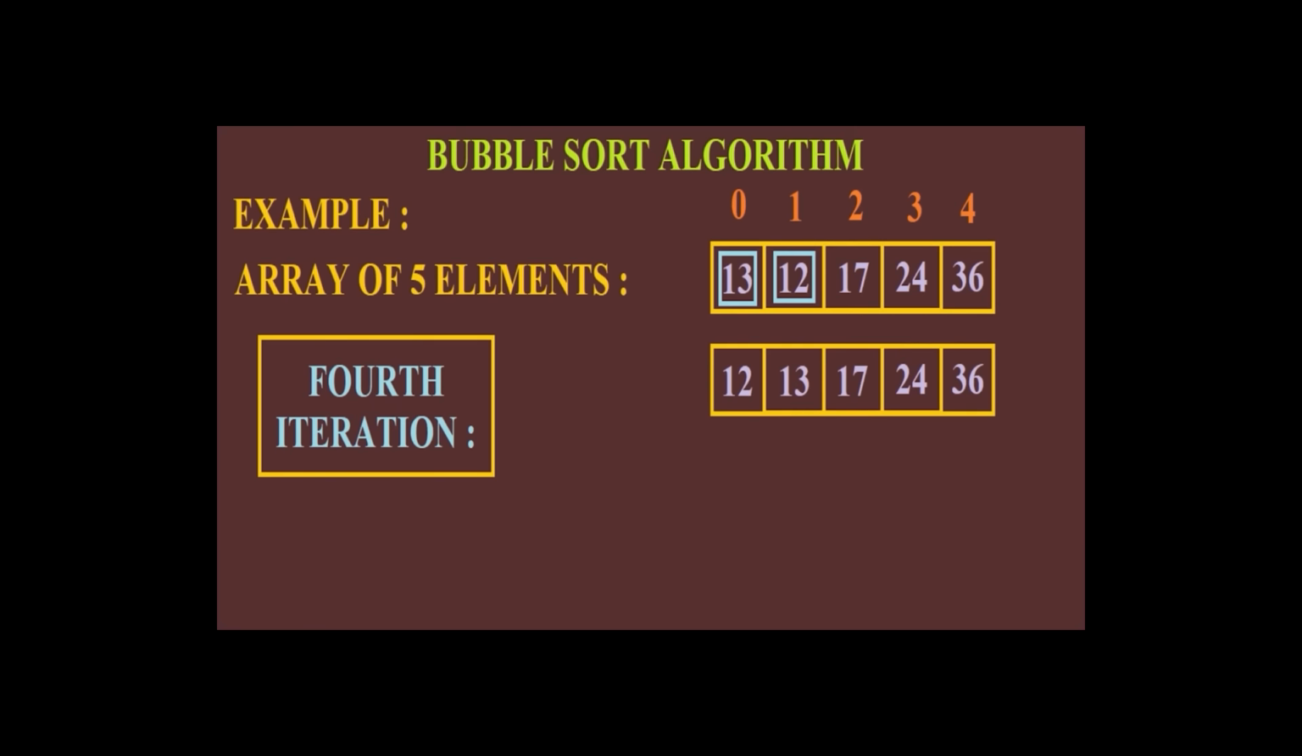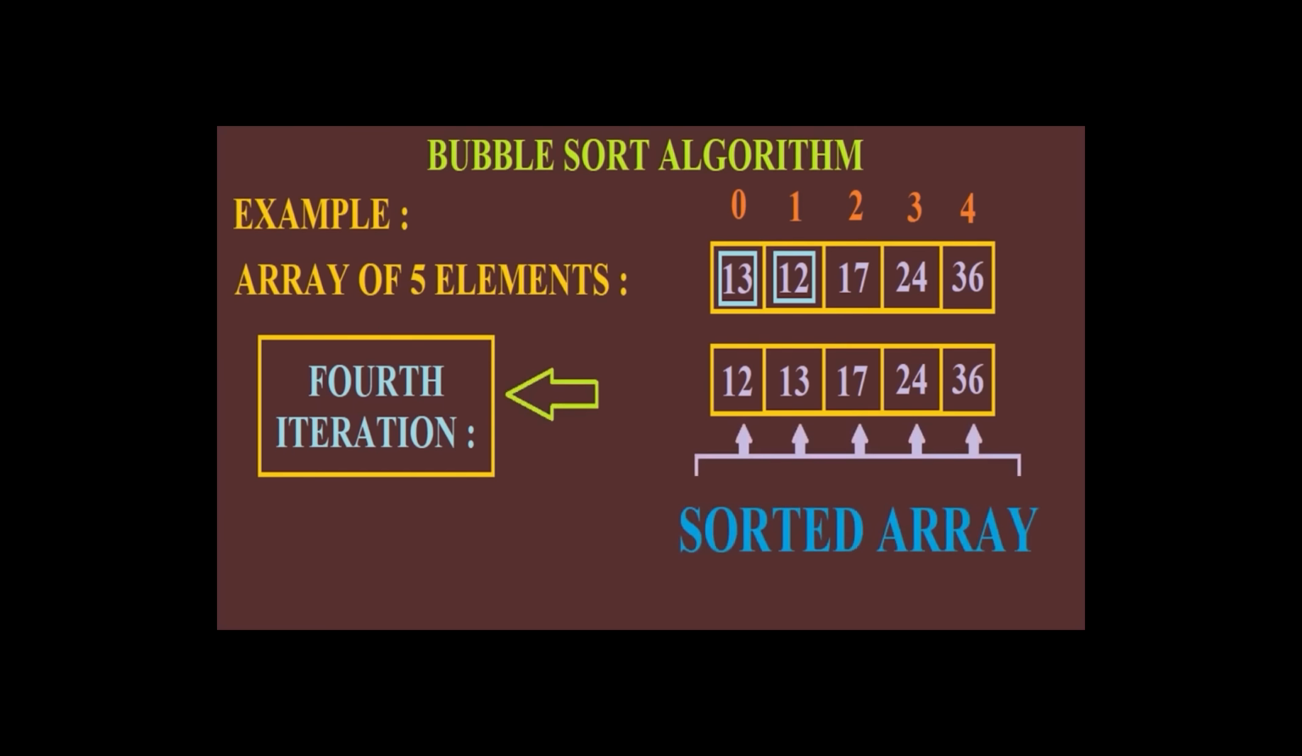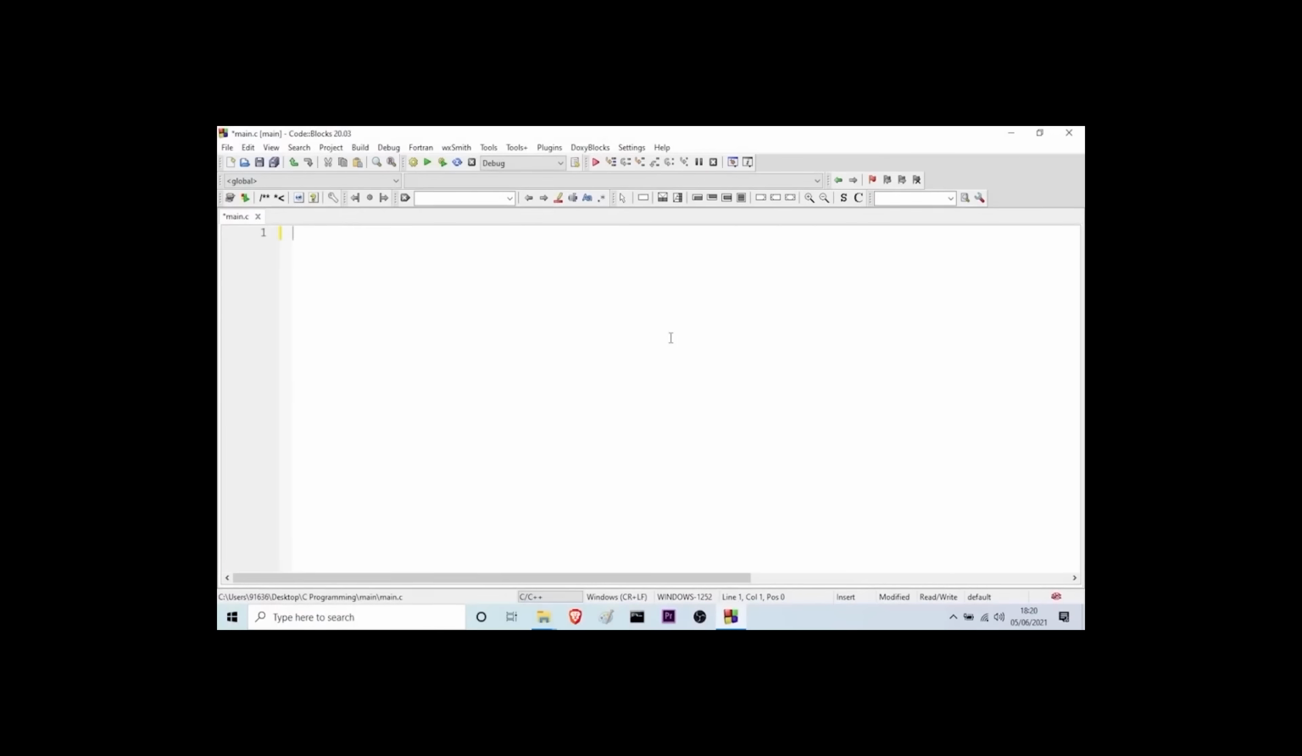Therefore, this algorithm is known as the bubble sort algorithm. Thus, you can see that after the fourth iteration, we have got our sorted array, which is 12, 13, 17, 24 and 36. This is how the bubble sort algorithm works. Now let us go to our IDE so that we can implement this example on bubble sort by writing a C program. So as you can see, we are inside our IDE and let's start writing the program.